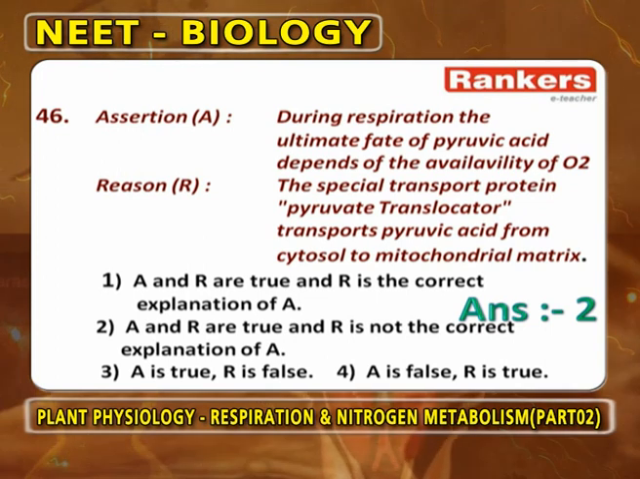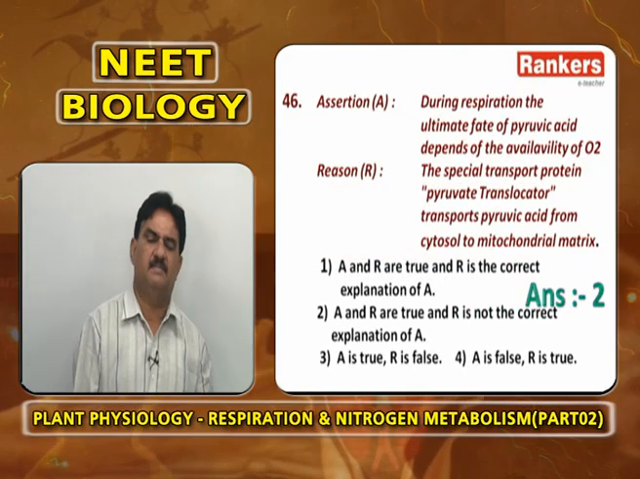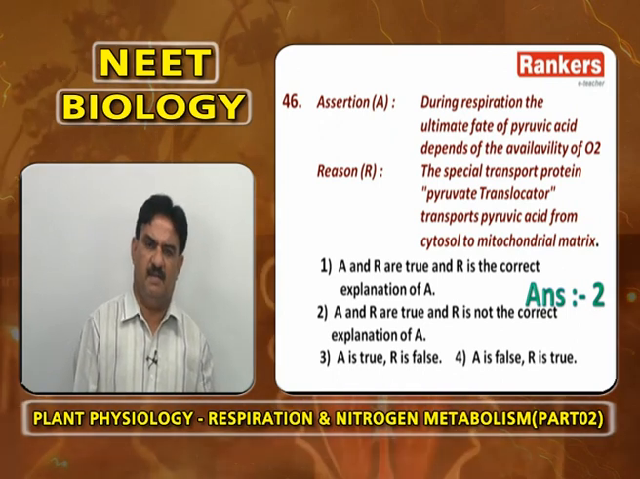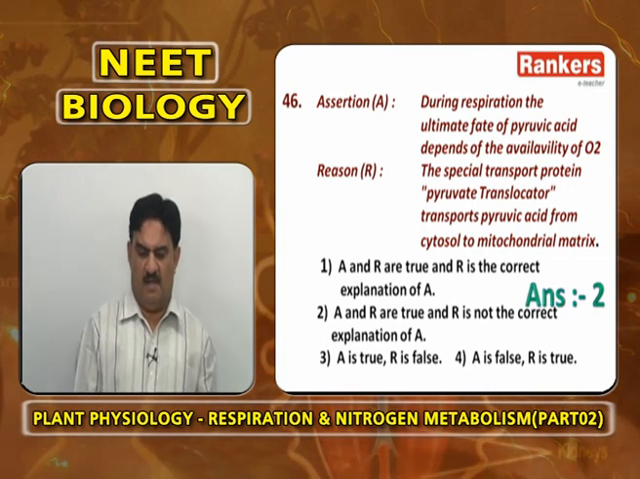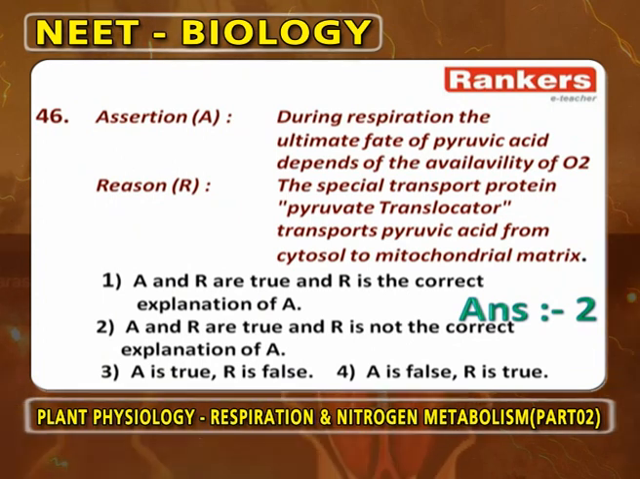Assertion reasoning. During respiration, the ultimate fate of pyruvic acid depends on the availability of O2. When O2 is available, it is aerobic respiration. Pyruvic acid moves from the cytosol to the mitochondria with the help of a special protein carrier called pyruvate translocator. When oxygen is not there, it remains in the cytosol and undergoes fermentation to produce ethyl alcohol.